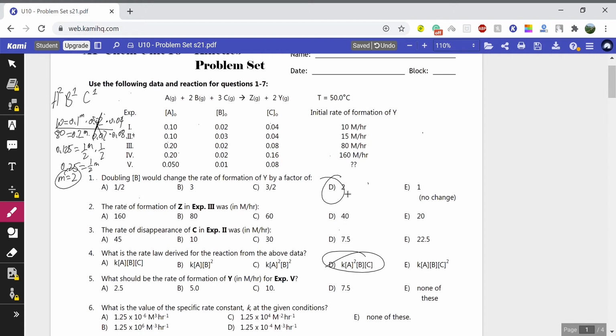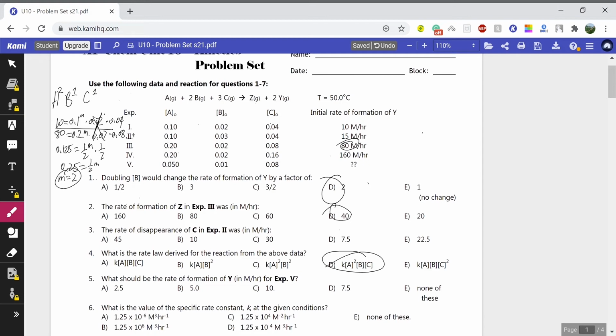Next, the rate of formation of Z in experiment 3 in molar per hour. So Z. Experiment 3, we're told that 80 is for Y. Now for every 2 moles of Y, there's 1 mole of Z. So 80 for Y, and for every 2 moles of Y, we have 1 mole of Z, which will give us 40. 80 divided by 2 is 40, which is how we get D again.